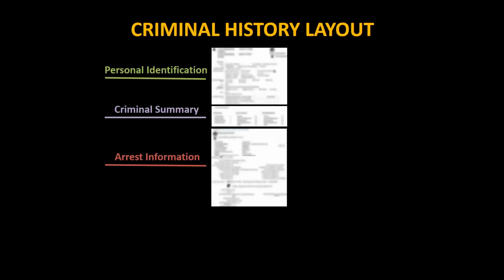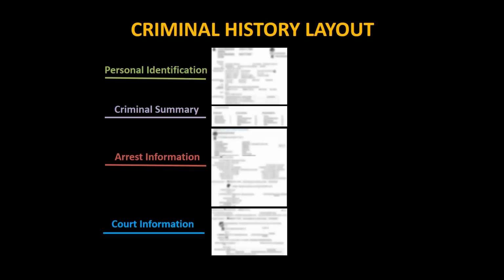The next section captures court information. Court information can also have multiple counts. A court cycle may include sentencing information, conditions, and custody information.